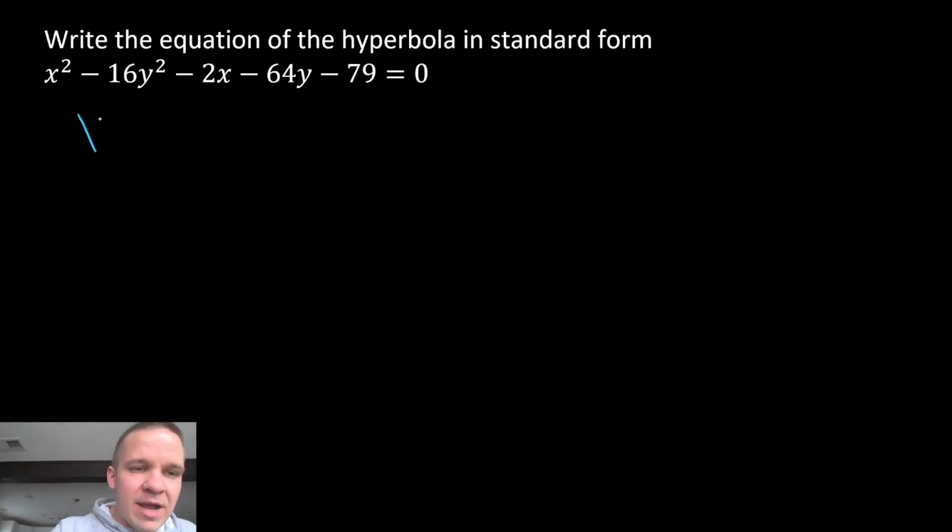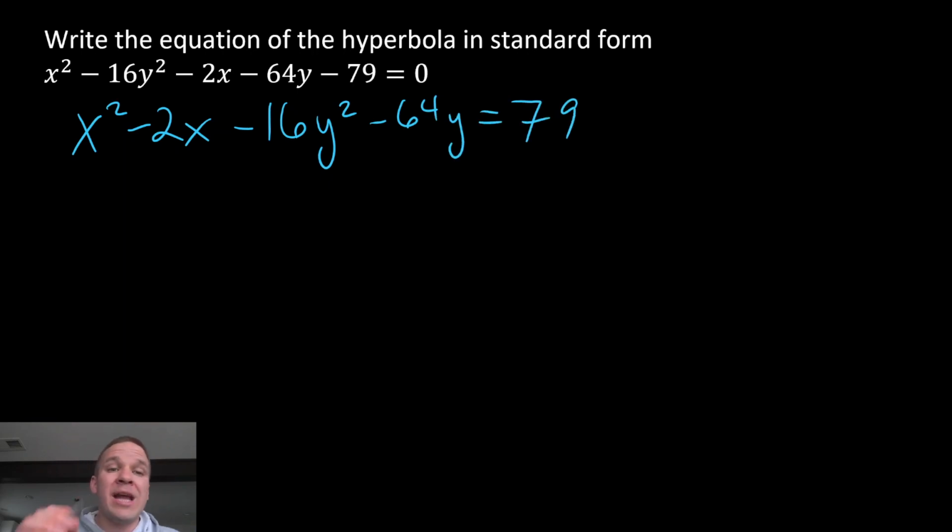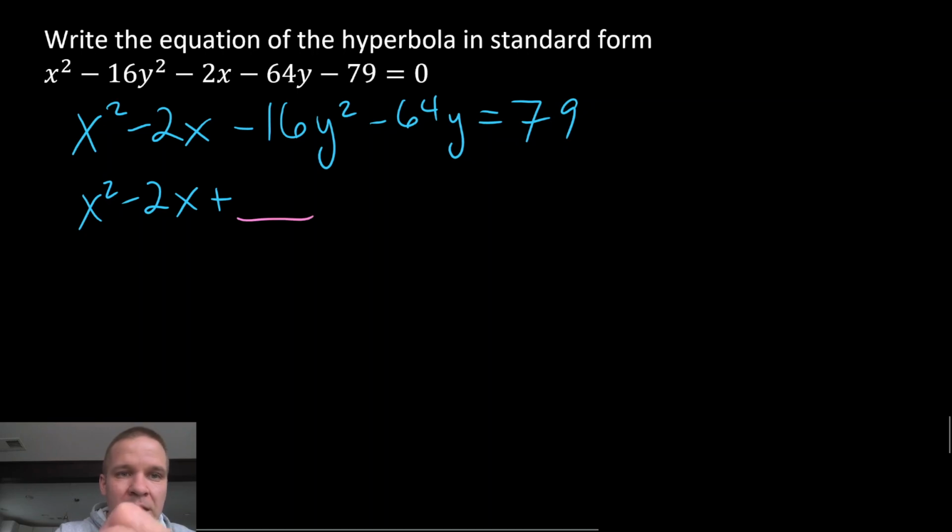Okay, so I'm going to have x squared minus 2x, and I'm not going to leave a blank yet, because I do see that lead coefficient in front of my y squared. Minus 64y, and then I'm going to add 79 to both sides, so 79 pops over here. All right, now we'll go ahead and do the x squared minus 2x plus some number. We'll say that's going to be our pink number right there. And then I have minus 16.